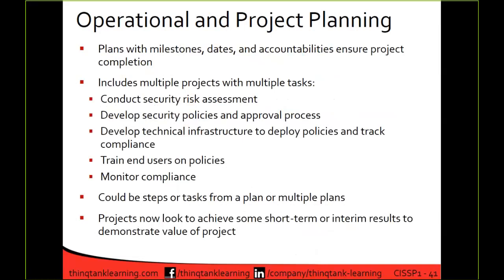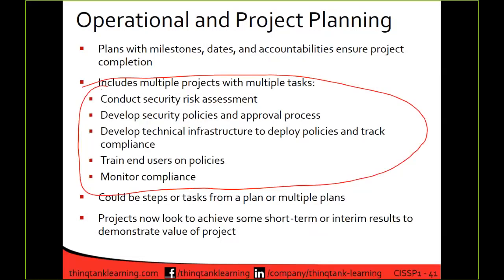Operational and project planning. Plans with milestones, dates, accountabilities, blah, blah, it's project planning. Includes multiple tasks. One of the big tasks, of course, the risk assessment. Again, in the past 2 sections, we've been talking about this from the perspective of business operations, but this is a security class, so we need to incorporate these security concepts. Conduct your security risk assessment, develop security policies and approval process, develop technical infrastructure to deploy those policies, train your users, and monitor compliance. I don't know how many times we get to see this, but this is that circle that we saw before.